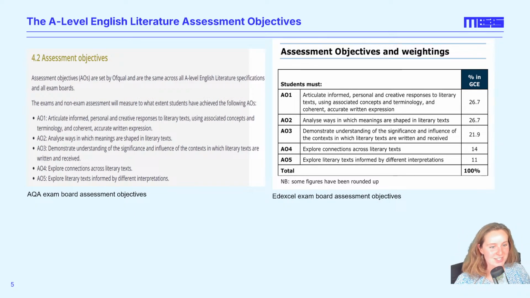And yes, Coleridge, the same one who wrote Rime of the Ancient Mariner. When he wasn't doing that, he was also commenting and writing quite a lot about Othello and Shakespeare. So one to look out for when probably most of you study Othello going forward. So Edexcel and AQA here you can see are very similar.